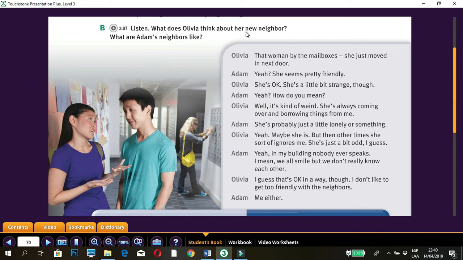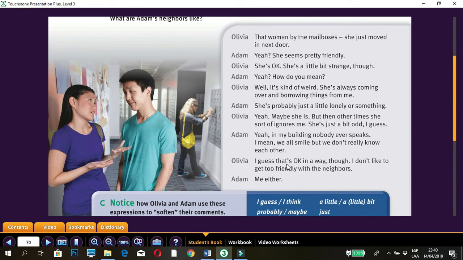Think about her new neighbor. Well, as we can see in the dialogue, Olivia refers to her neighbor as a bit weird. She's a little bit odd. And what are Adam's neighbors like? Yes, they are kind of weird too, because nobody ever speaks.